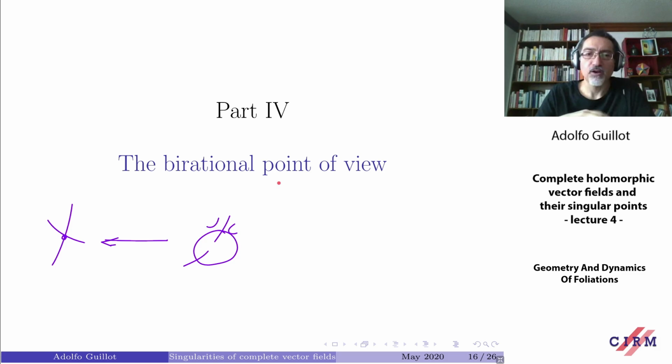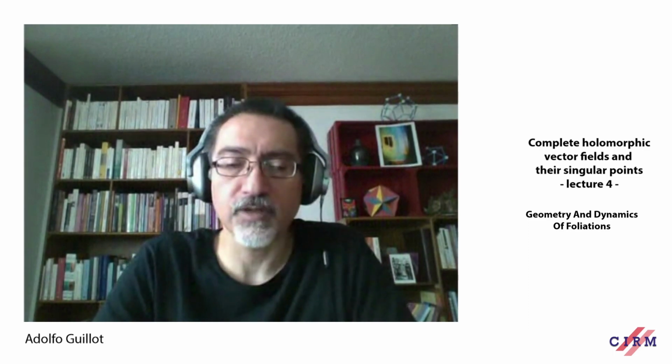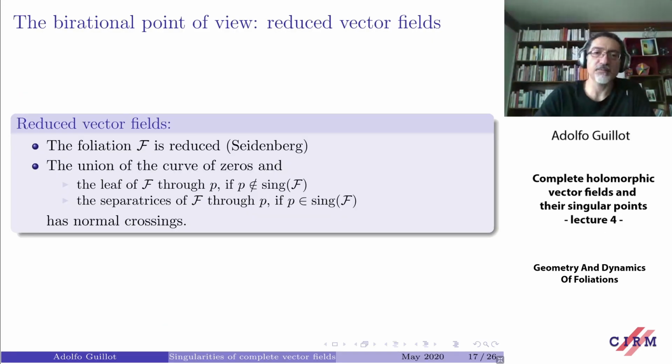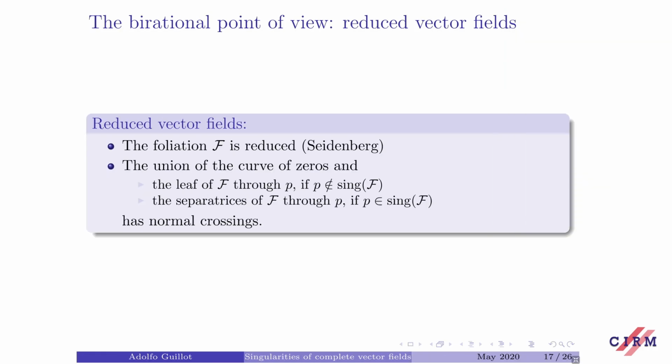Okay, so in order to discuss this birational point of view, again, I will only discuss surfaces, dimension 2. At the end I will probably say something about what happens in higher dimensions. And this birational point of view needs a definition of what a reduced singularity of a vector field is. So I will suppose that you know what a reduced singularity of a foliation is. This is the theorem of Seidenberg, who proved that in surfaces. I will only talk about surfaces.